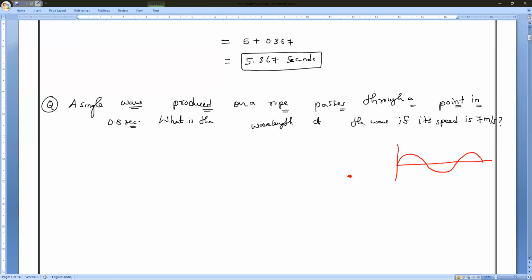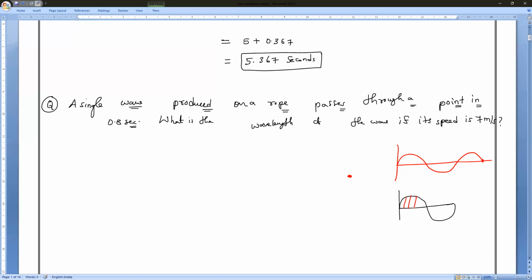So now they are saying across a particular point, the single wave means what? That is only what we call one vibration. Am I right or wrong? A single wave is called one oscillation or one vibration. Is it right or wrong? Yes, sir.